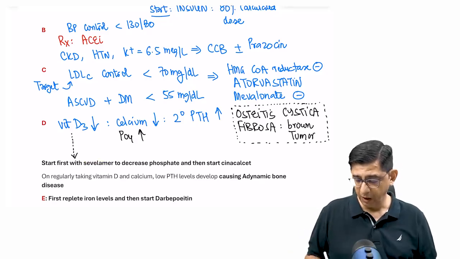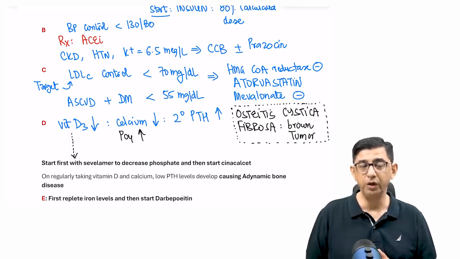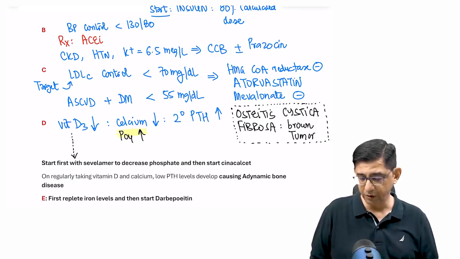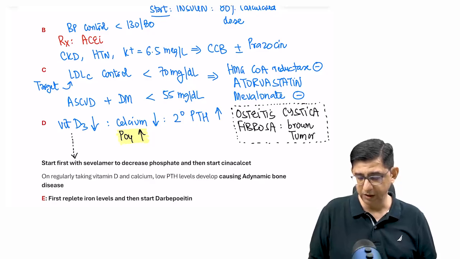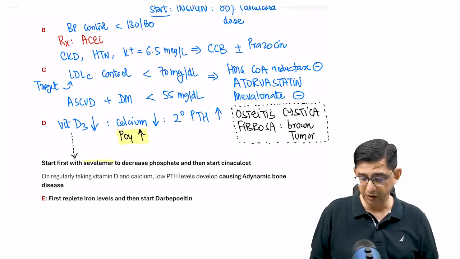The question would be, what is the first line management for a person having CKD with hyperphosphatemia and secondary hyperparathyroidism? Because phosphate is elevated, this can cause accelerated cardiovascular mortality. I want to give a phosphate binder to the patient by the name of semaglutide.